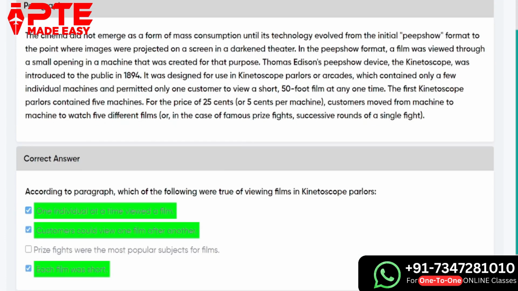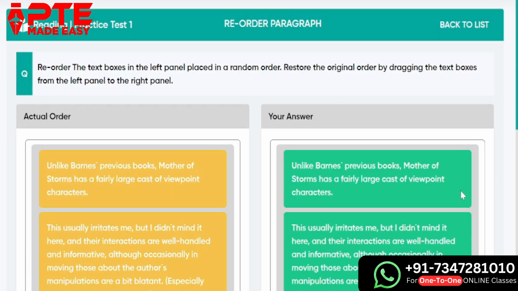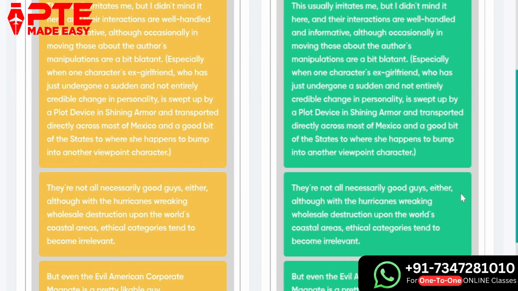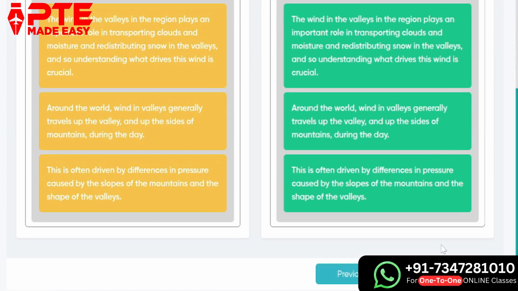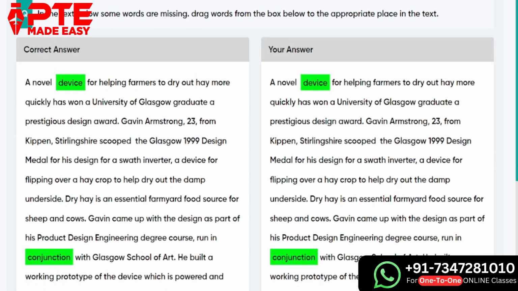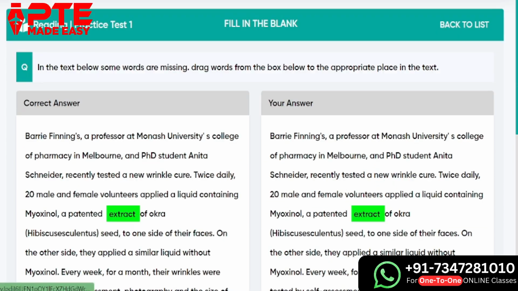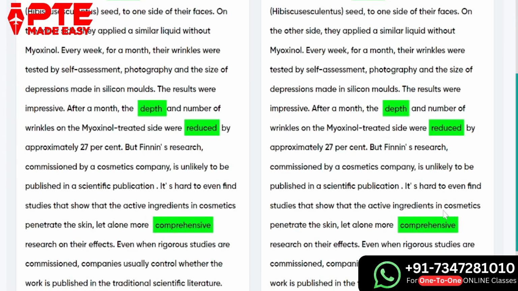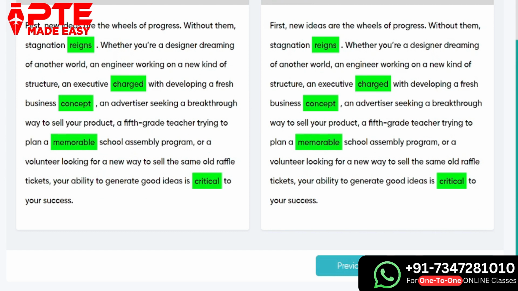Multiple choice question, three answers, all three were correct. It was quite easy. It's just that you have to find the suitable option. Okay, next, reorder paragraphs, the way we did. Next, the way we did. Again, reading fill in the blanks. Reading fill in the blanks. Drag and drop. Third one, drag and drop.